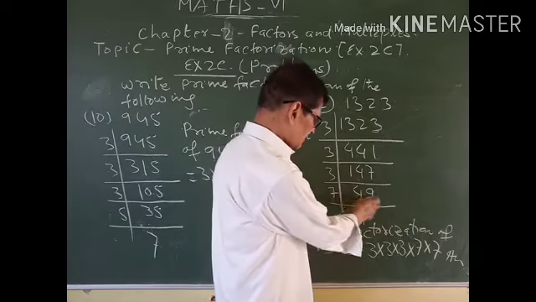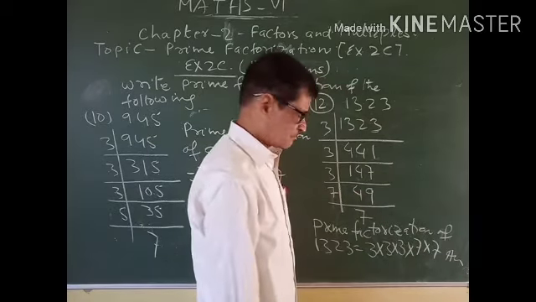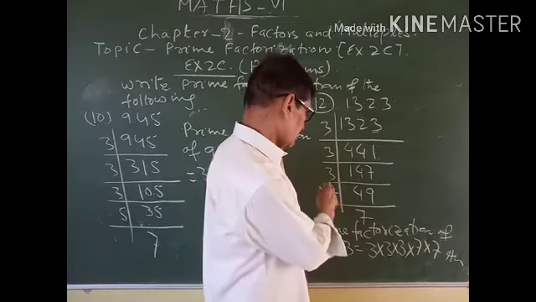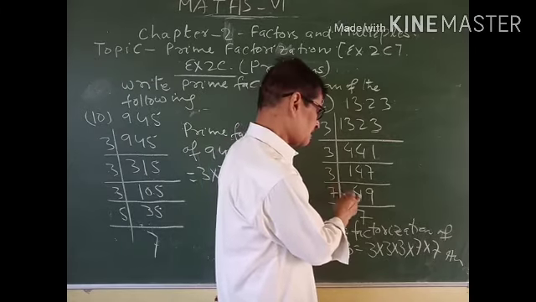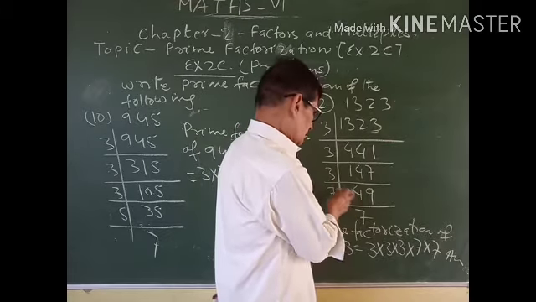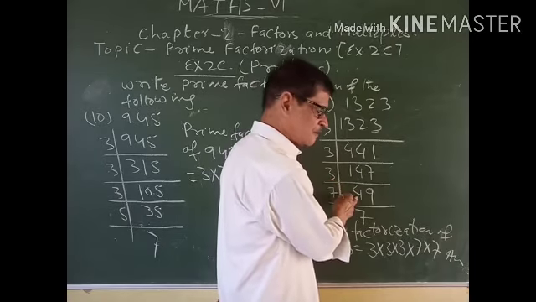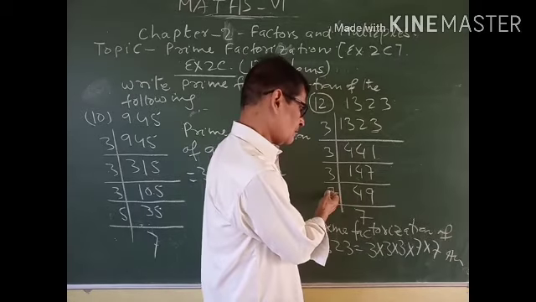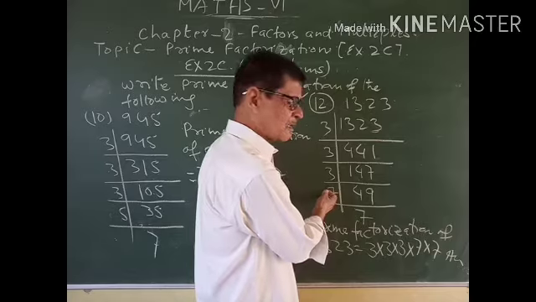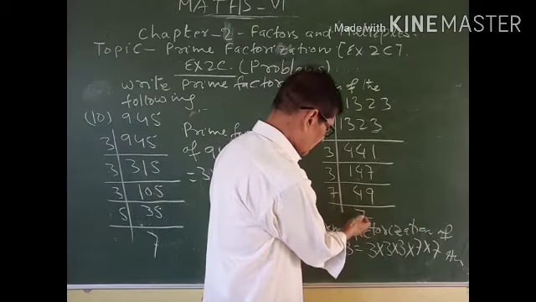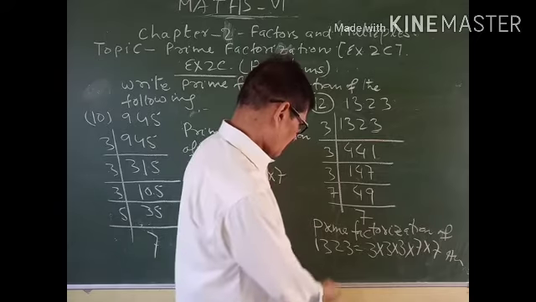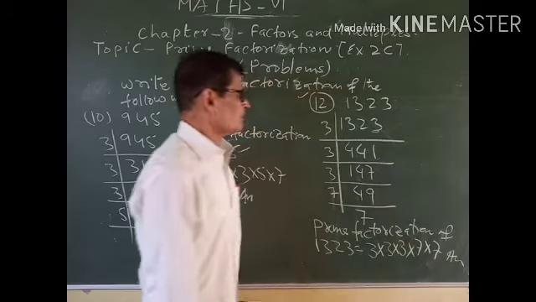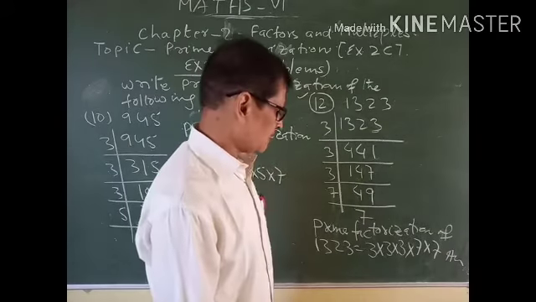Now, test whether it is divisible by 3 or not. 9 and 4, 13. 13 is not divisible by 3. Therefore, this number is not divisible by 3. Now come to the 7. You know 49 lies in the table of 7. So 7 7s are 49. And now you can write the prime factorization of 1323.